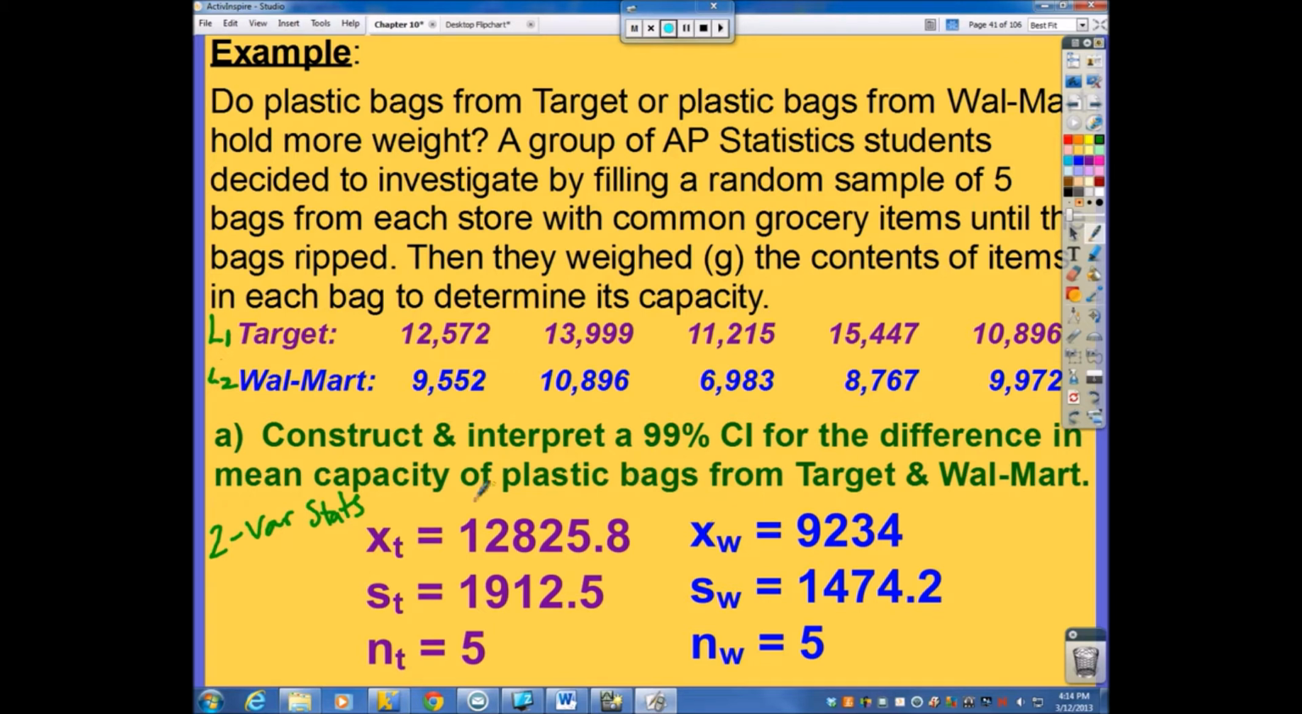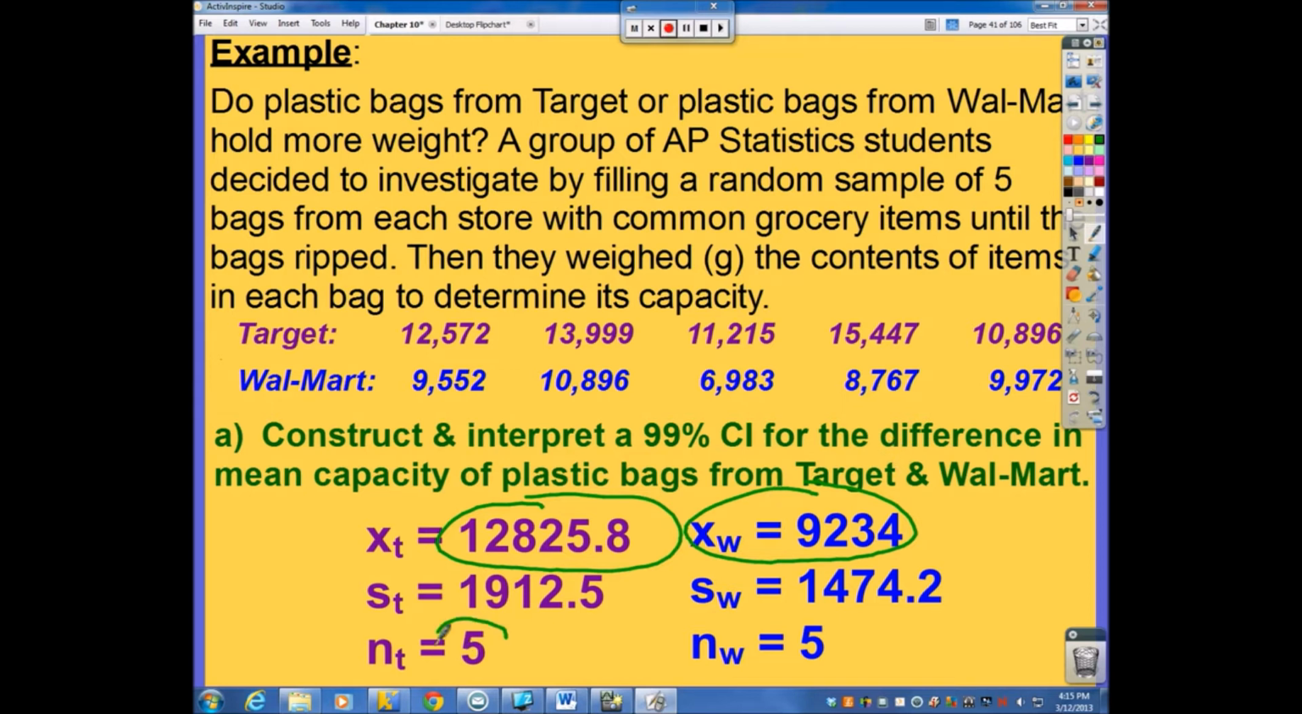It's up to you. But here's the mean amount of weight that Target bags could hold with the sample standard deviation, and there's my sample size. And here's the mean amount of weight Walmart bags could hold with its standard deviation and its sample size. Now, if we just casually look at these numbers, you might say, look, Target bags can hold about 3,600, 3,500 more grams on average per bag?